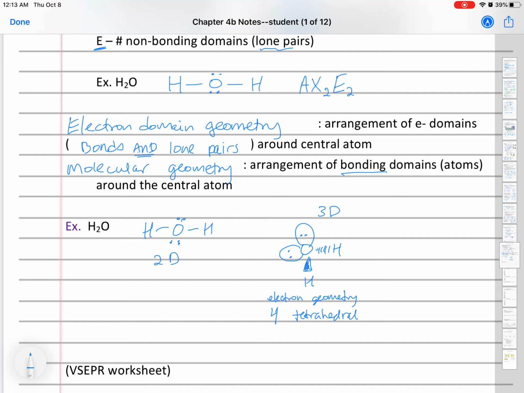But if we just ignore those or not show the electron domains and we're just looking at the placement of the atoms, of the bonds, then this is the molecular geometry. And in this case, there's only 2 bond domains. So we call this shape bent. So water is not linear. It's not a straight molecule. It's a bent molecule. And it's bent because it actually has 4 things around it sticking out in different directions: 2 lone pairs and 2 hydrogens.